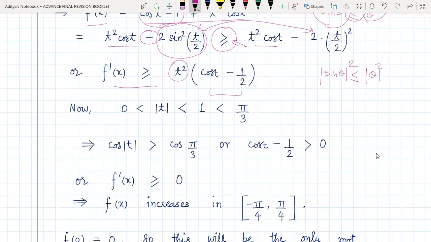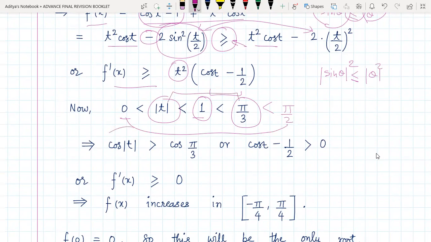But we have already observed that mod t would range from 0 to 1 because t lies in minus 1 to 1, but 1 is clearly less than pi by 3 because pi is 3.141 something. And obviously this is less than pi by 2, right? So from 0 to pi by 2, cosine is a decreasing function. So if I take cosine both sides, the inequality sign reverses, and cos of mod t would be greater than cos pi by 3. So cos pi by 3 is nothing but half.